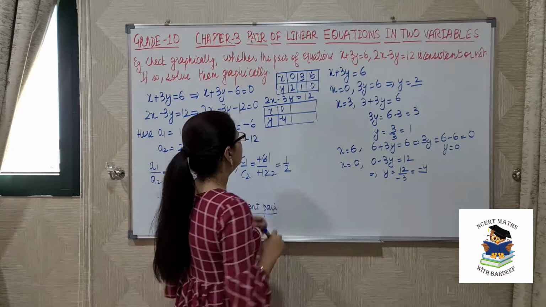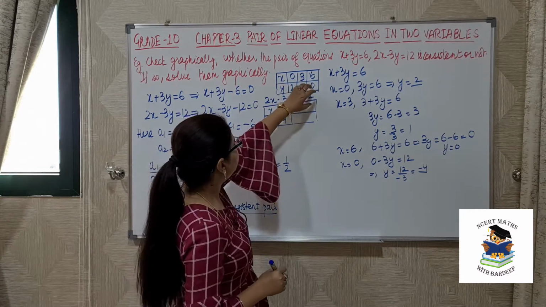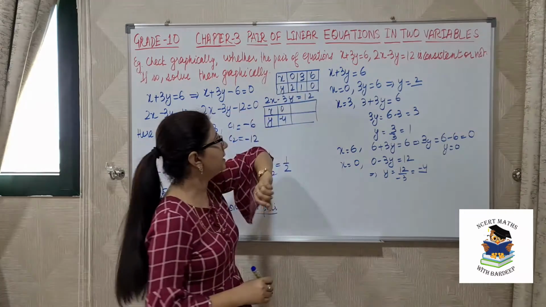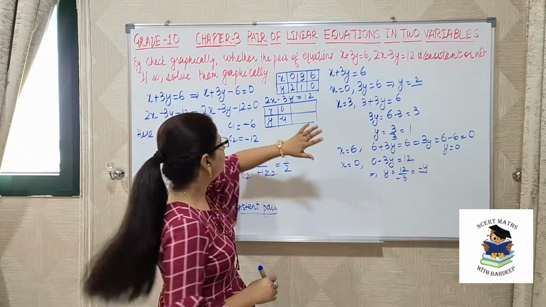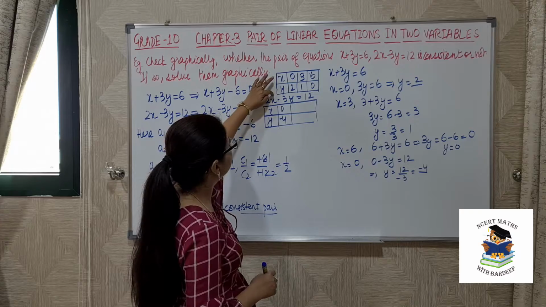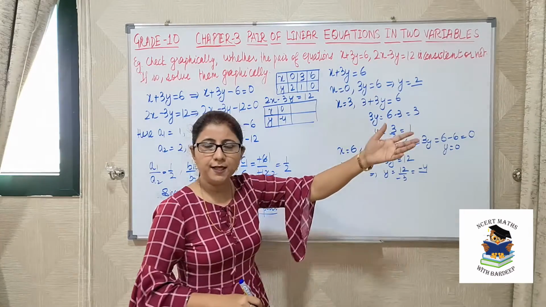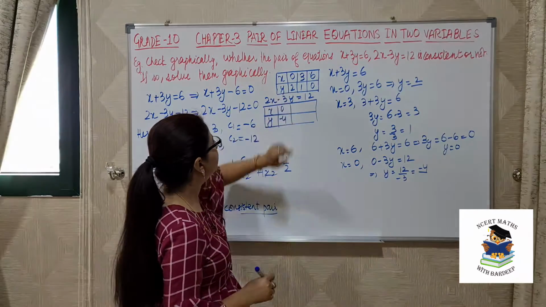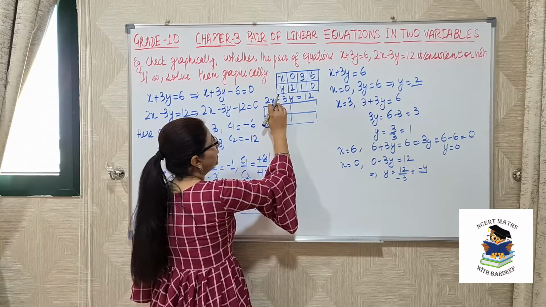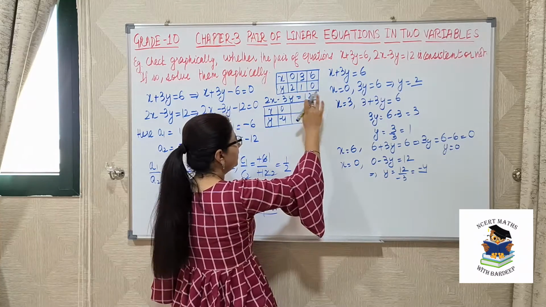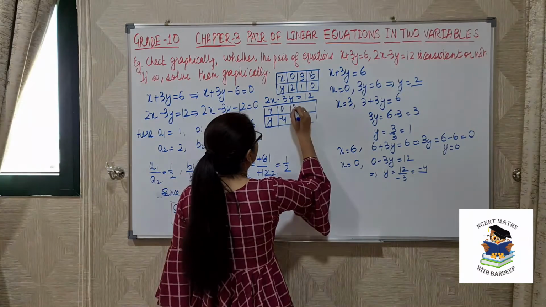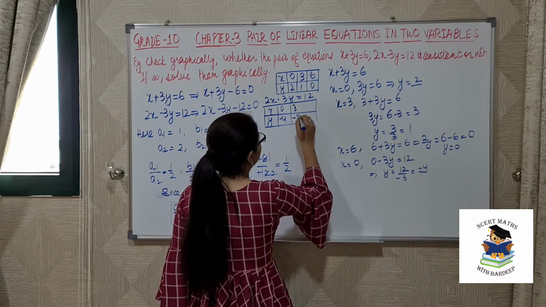Okay. So now see again, I need a multiple of 3. If I put 1, then 12 minus 2 is 10. 10 by 3 is not a whole number. So I can put 2 here. 2 into 2 is 4, 12 minus 4 is 8. Again, 8 is not divisible by 3. Let's take 3 here. 2 into 3 is 6, 12 minus 6 is 6, and 6 over minus 3 is minus 2. So if we put x as 3, we will get minus 2.